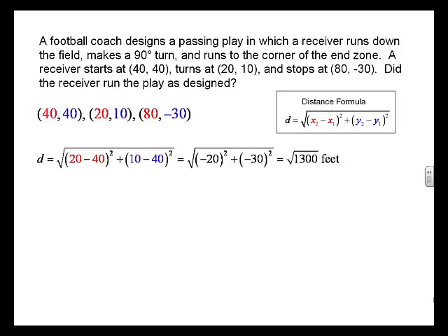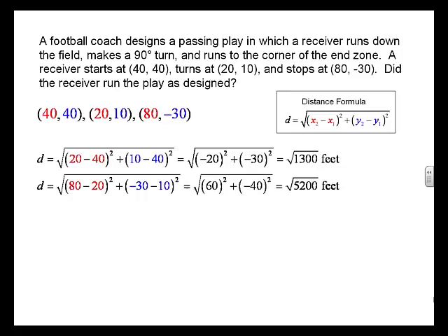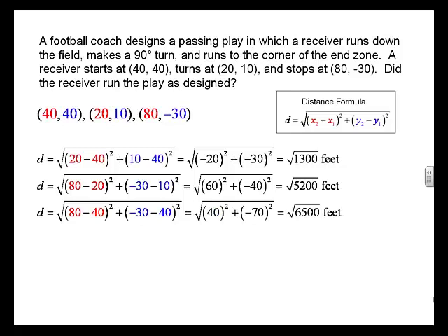And repeating the same process for our other two sides, we find the distance between (80, 30) and (20, 10), and we see that that distance is the square root of 5,200 feet. And lastly, we find the distance between (80, 30) and (40, 40), and we see that the distance is the square root of 6,500 feet.